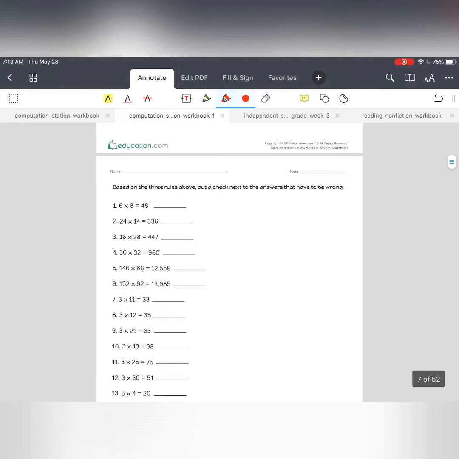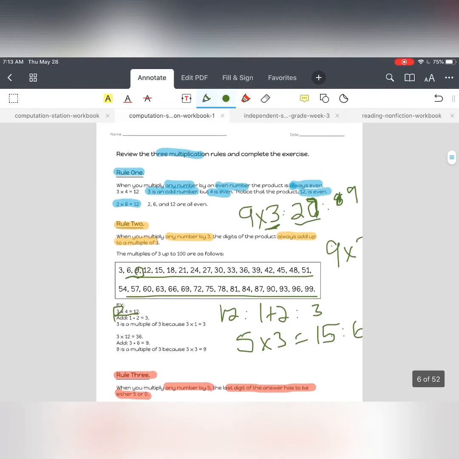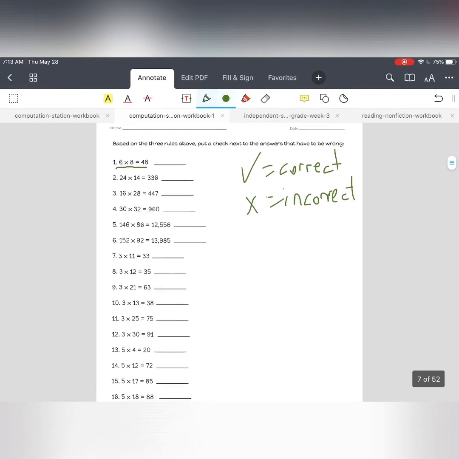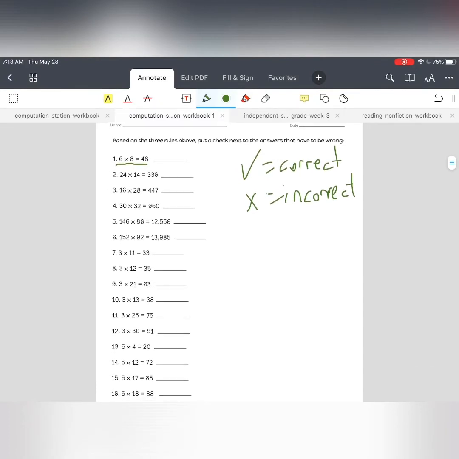So based on those rules, again, we're going to change the directions a little bit. We're going to put a check if it's correct. We're going to put an X if it's incorrect. Okay, that's very messy, I apologize. So look through it. 6 times 8 is 48. If I look at the rules back here, rule number 1, anything times an even number had better be even. So I look here, there's an even number, and our answer is even, so that would be correct.